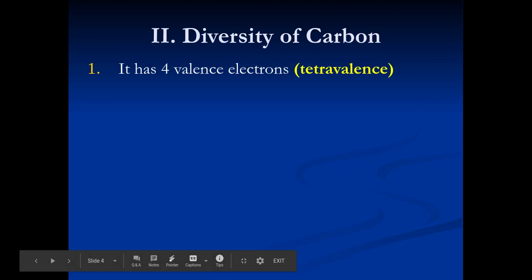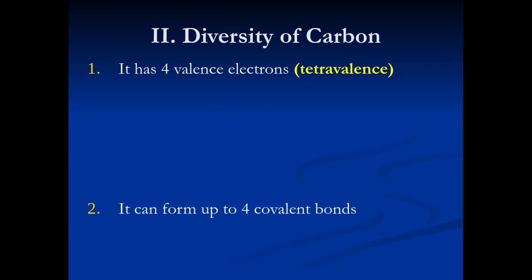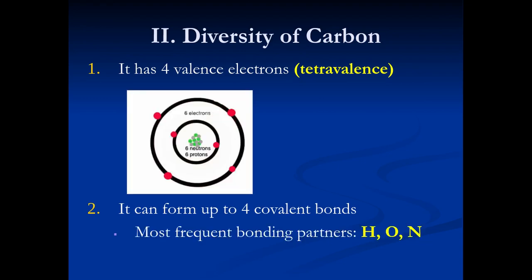Now, key to carbon, it has 4 valence electrons. Those 4 valence electrons are going to allow it to make 4 bonds. And those 4 bonds are going to allow carbon to make a single bond, a double bond, a triple bond, or it can bond not only to itself, but 4 other things, which makes it what's called tetravalent. 4 valence electrons allow it to bond 4 times, so it forms up to 4 covalent bonds.